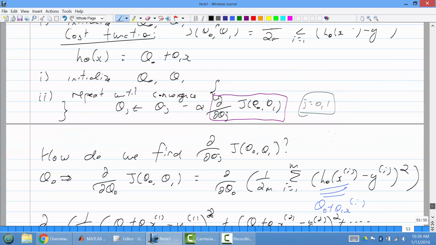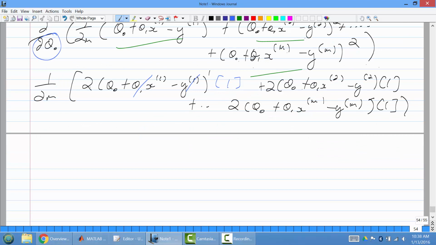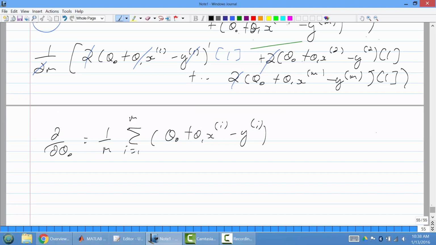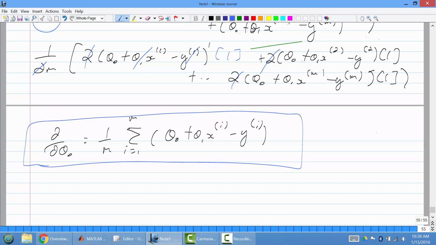Now, the reason why that 2 was good is because if you take a look, these 2's cancel out with this one here. That's the reason why you need the factor 2 there. It cancels out nicely when you're trying to find the derivative. So this derivative term is equal to 1 over m, and you're summing over each one of these instances: the summation from 1 to m of theta 0 plus theta 1 xi minus yi, and then you just multiply by 1, which is fine. And this is the update for the intercept term. Does that make sense?